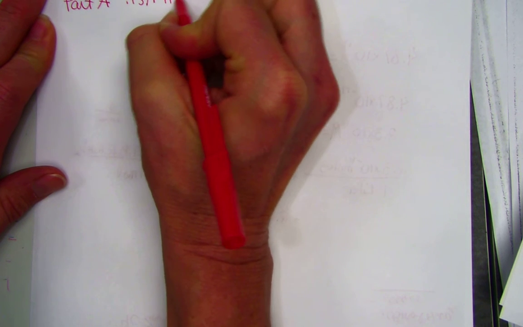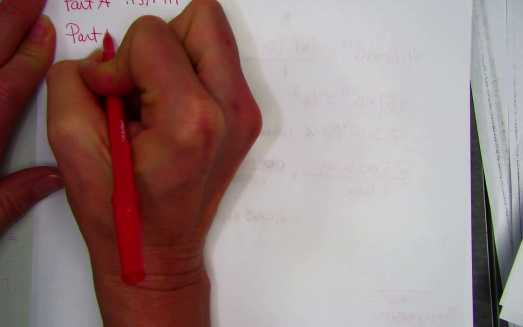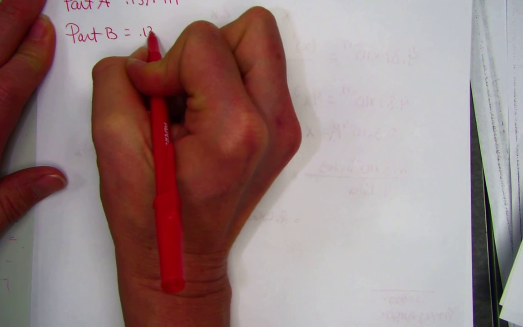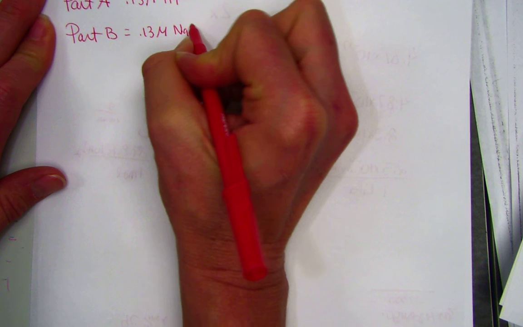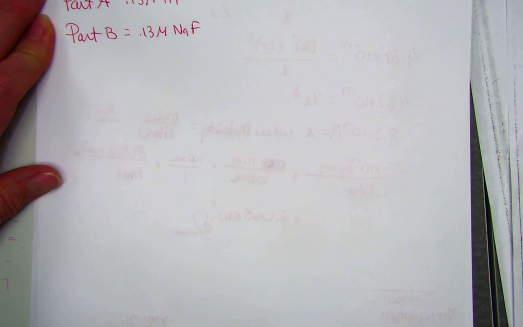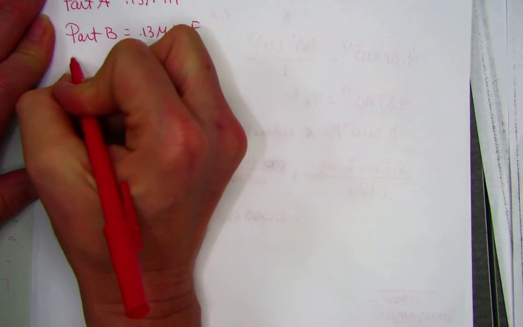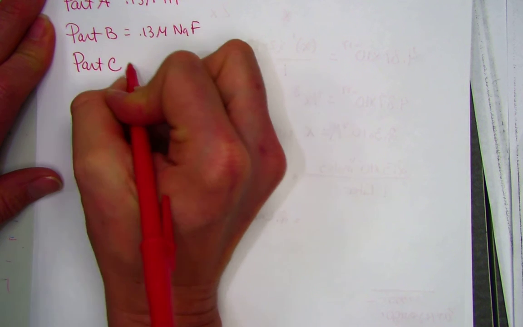Next one I'm reading from is from the Mastering Chemistry. It is number, looks like 33. So problem 33, and it gives us the following. Part A, we have a 0.13 molar HF solution. Part B, we have a 0.13 molar NaF solution. And part C is a mixture of both.